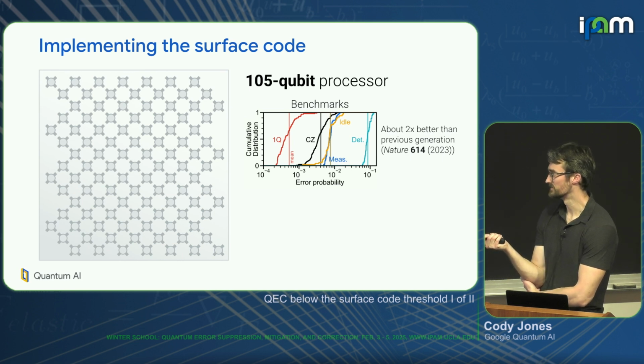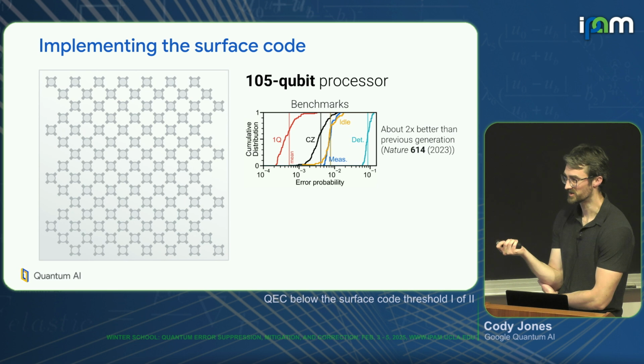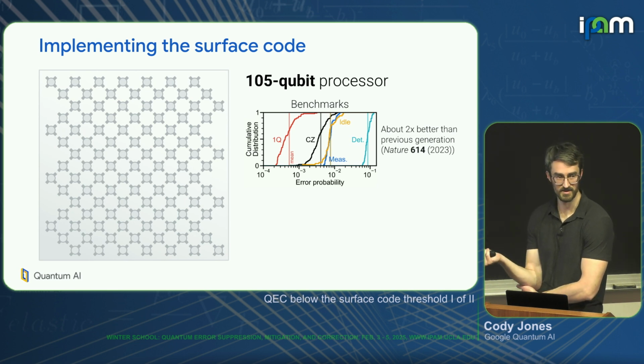And this other cyan or light blue is simply showing the probability that we see parity flips. The DET means detector. It's a jargon term, but it means probability of parity flipping.